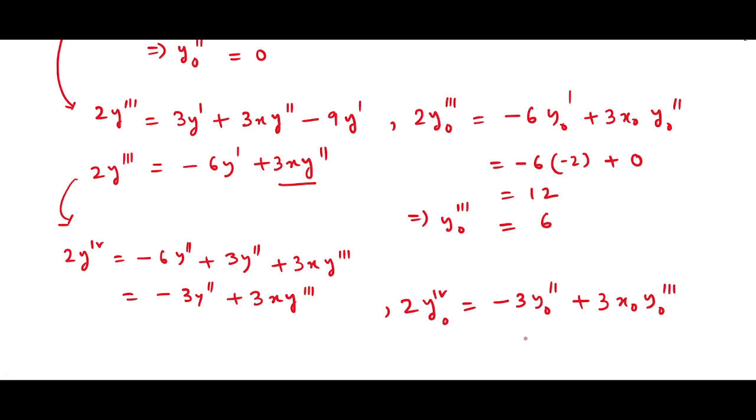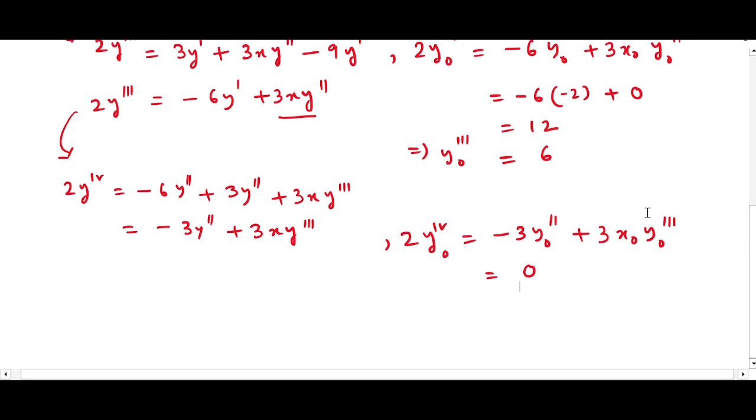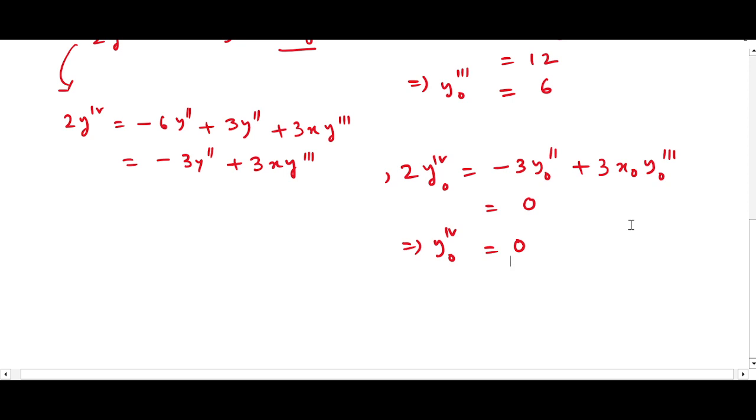Okay, y naught double dash is 0, right? You see here, this one y naught double dash is 0, so the first term will become 0. In the second term you have x naught, so this is again 0. So if we divide both sides by 2, y naught 4 is equal to 0. So many zeros are coming now. y double dash is 0, y 4 is 0. Okay, let us find the fifth order.